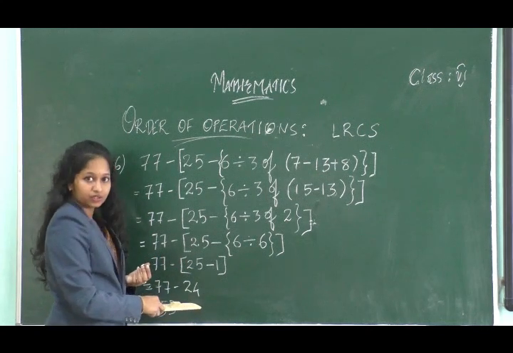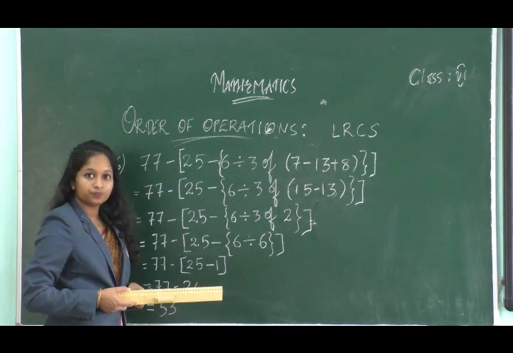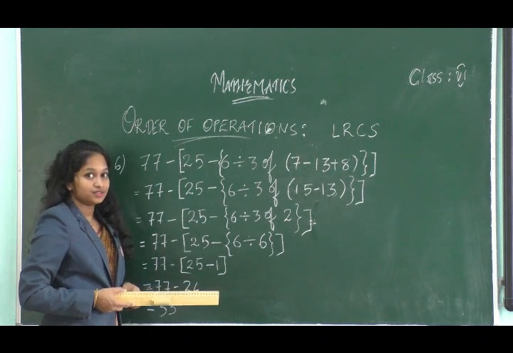Again we are left with only subtraction. What is 77 minus 24? It is 53. Did you understand?